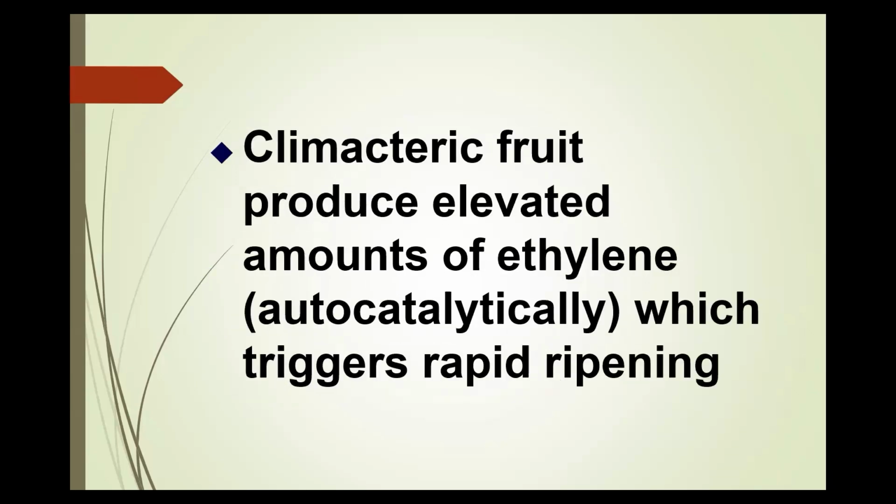Climacteric fruit produce elevated amounts of ethylene, and they produce this autocatalytically, which means that the ethylene that's produced in the tissues triggers more ethylene production. This ethylene production triggers rapid ripening.